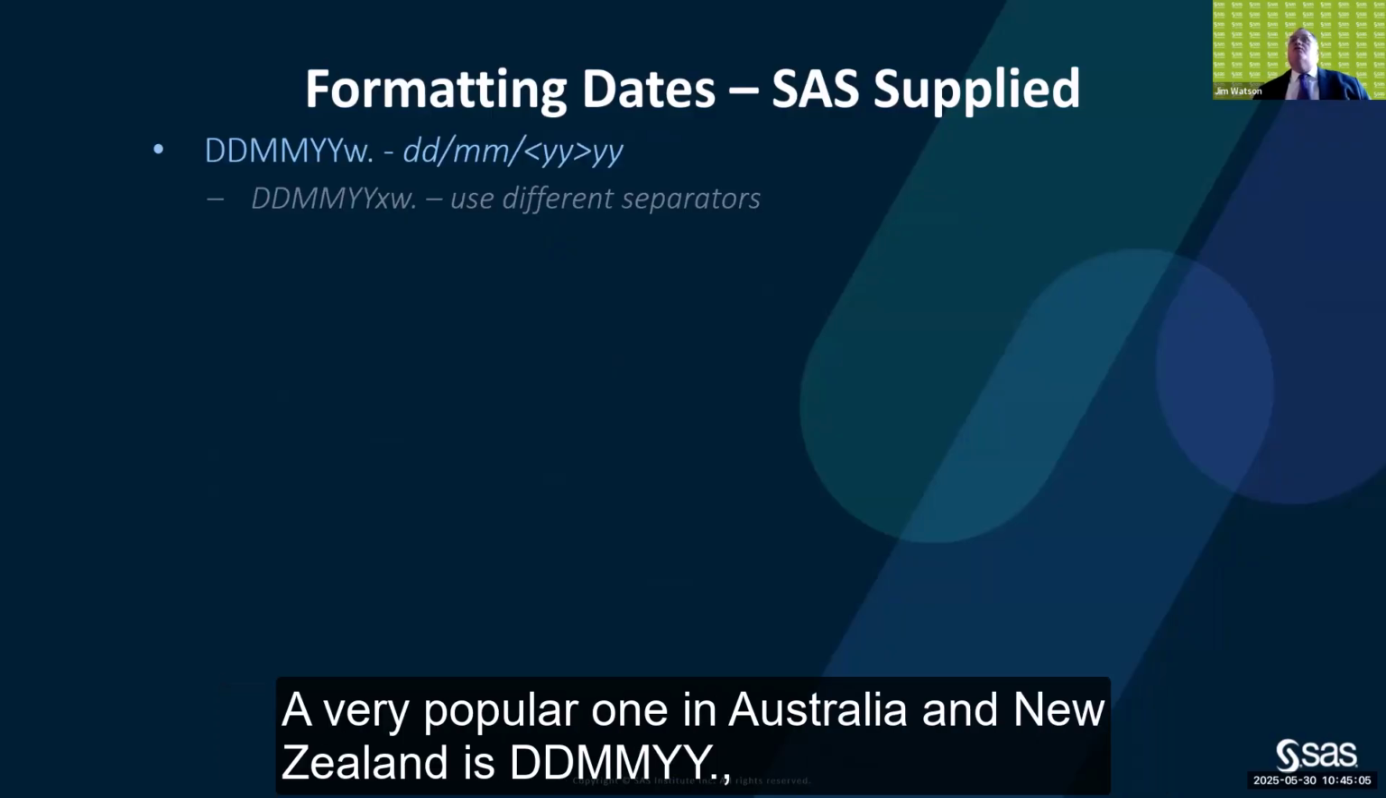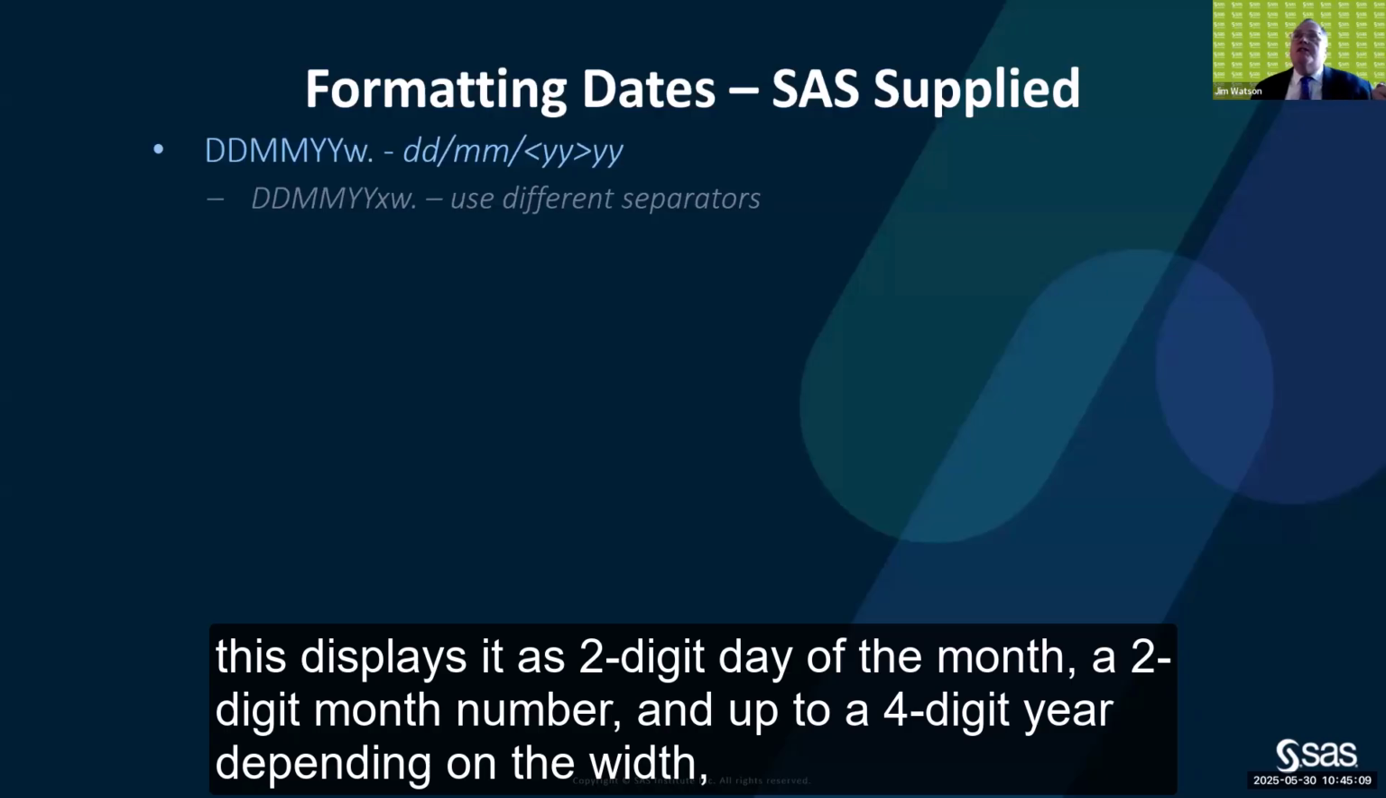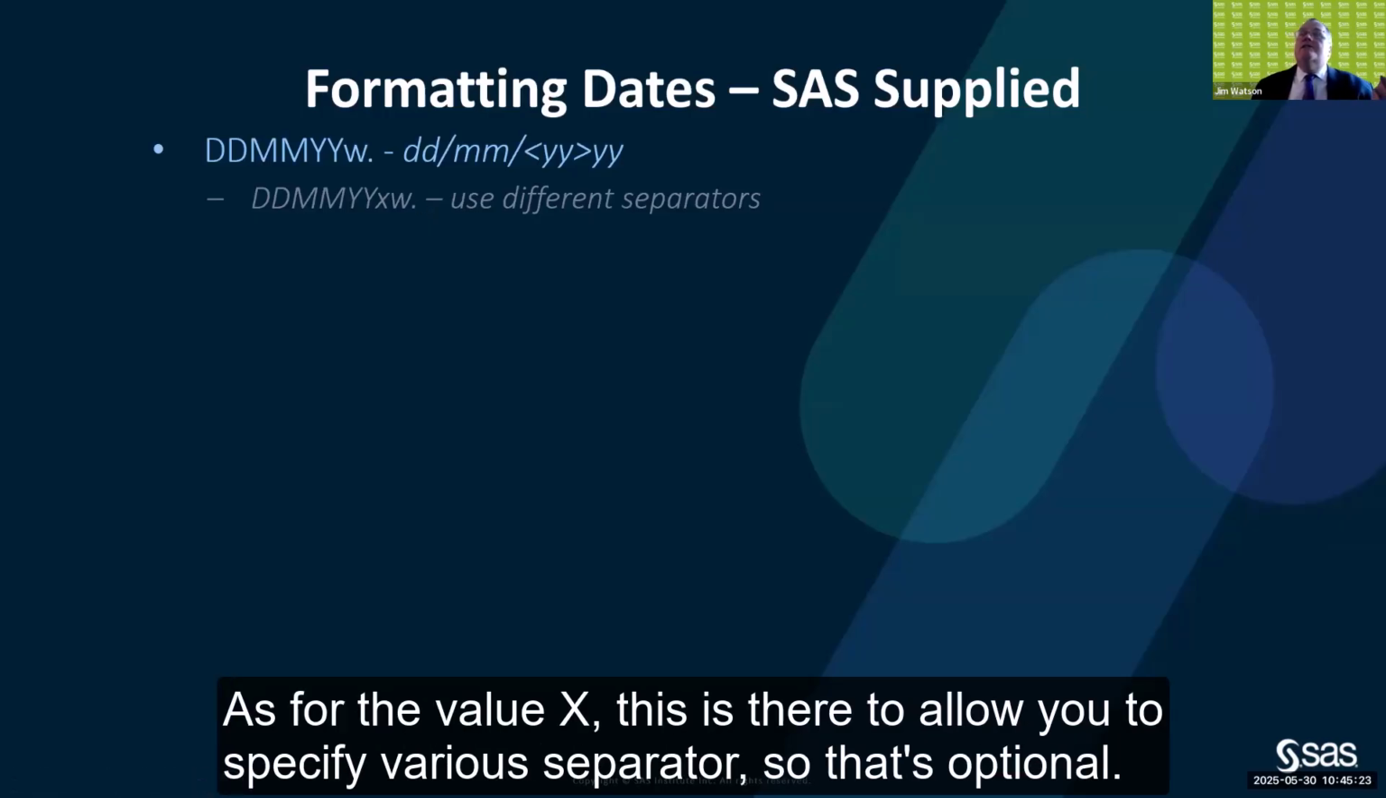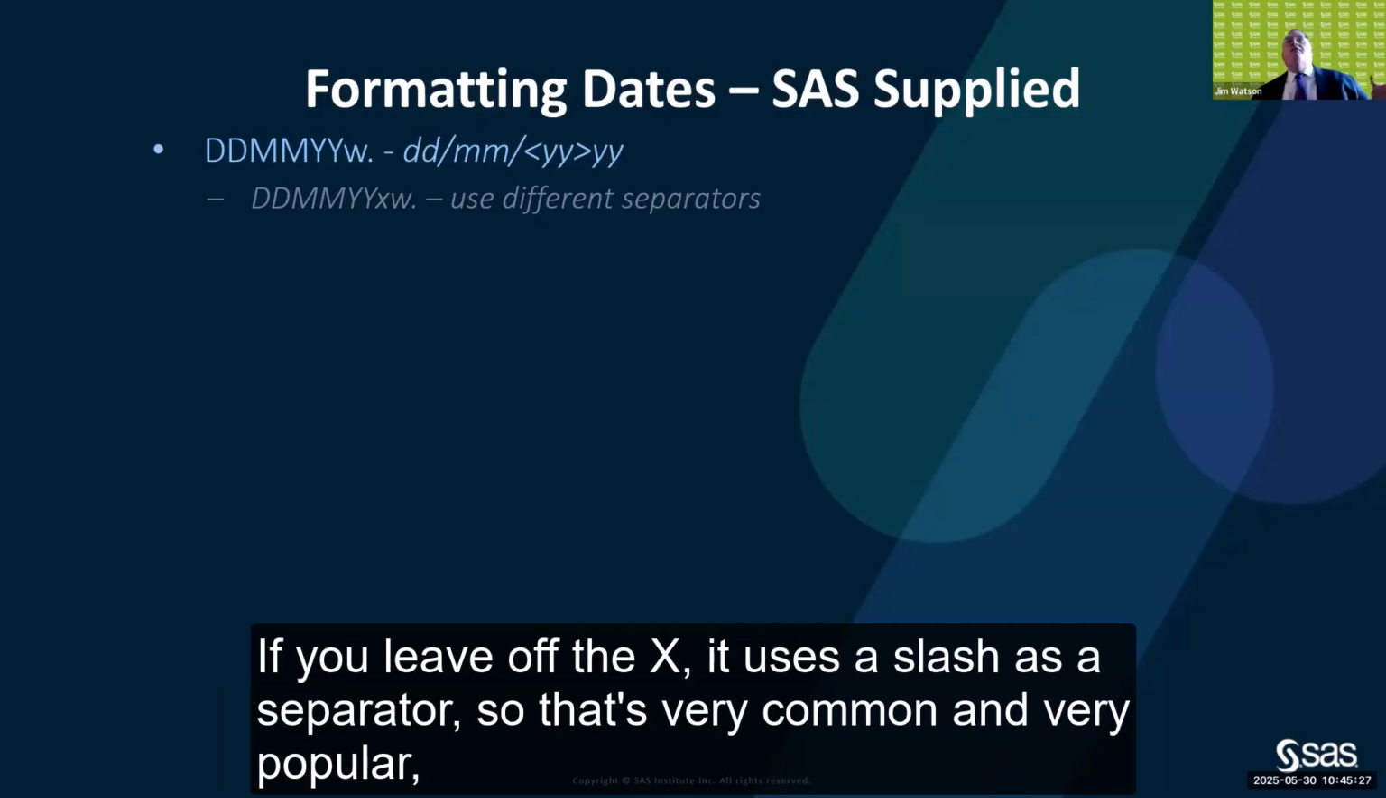A very popular one in Australia and New Zealand is DDMMYYw.x. This displays a 2-digit day of the month, a 2-digit month number, and up to a 4-digit year depending on the width. That value of W, by the way, is the overall width of the format in characters. As for the value X, this is there to allow you to specify various separators, so that's optional. If you leave off the X, it uses a slash as the separator, so that's very common and very popular.